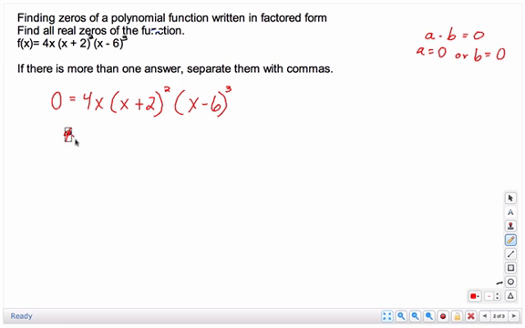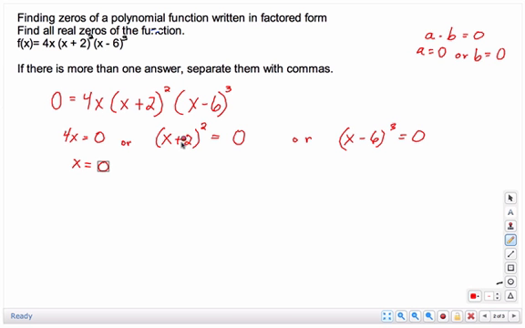So 4x could be equal to 0, or x plus 2 quantity squared equals 0, or x minus 6 to the third power must be equal to 0. I'll write this out this time, and you'll see a little shortcut here. Okay, so here 4x equals 0, we divide both sides by 4, and you get x equals 0. This is going to be part of our solution here.